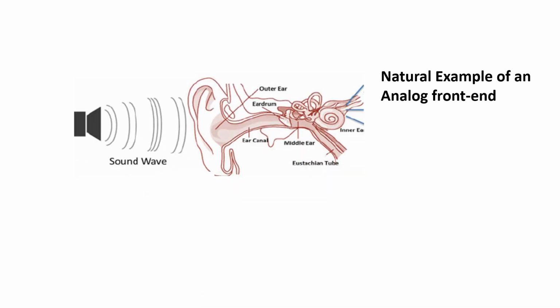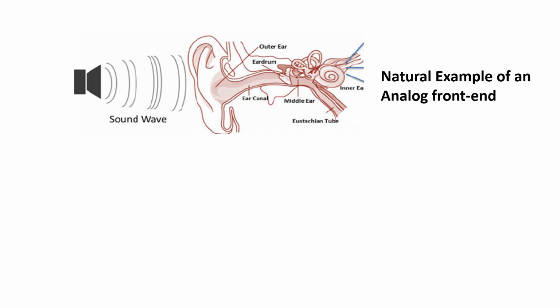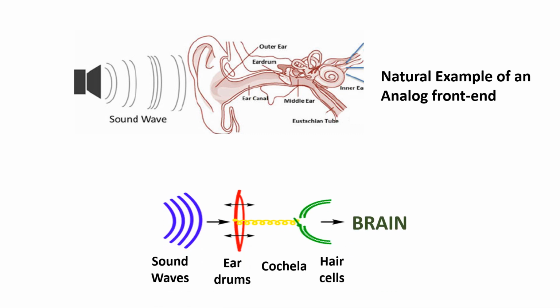Now, let us first start with a natural example of an analog front end. Our ear. Our ear is something which we use to listen to any of the surrounding sounds. So our ear is nothing but an analog front end given by nature. Whenever there is a sound wave coming in, our eardrums convert this sound wave into vibration energy. Then our middle ear is used to convert this vibration energy into fluid movement, which is then converted to an electrical signal using our hair cells. Then this electrical signal is processed by our brain to interpret what the incoming sound wave is telling.